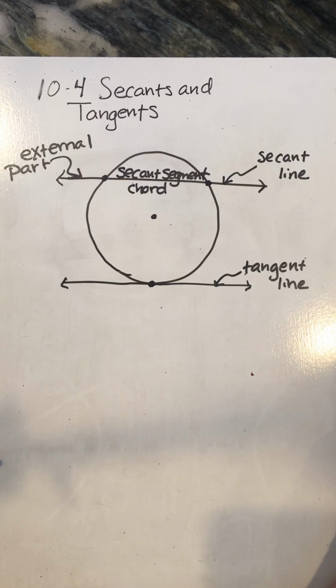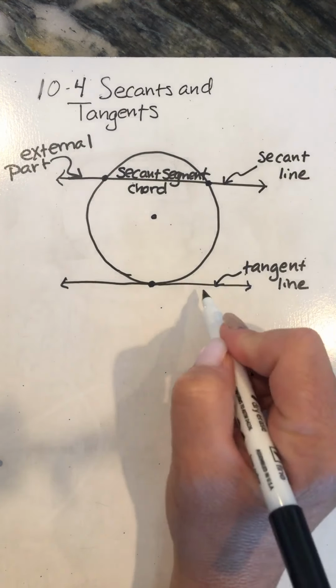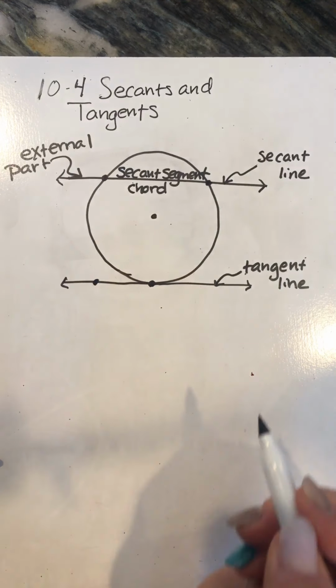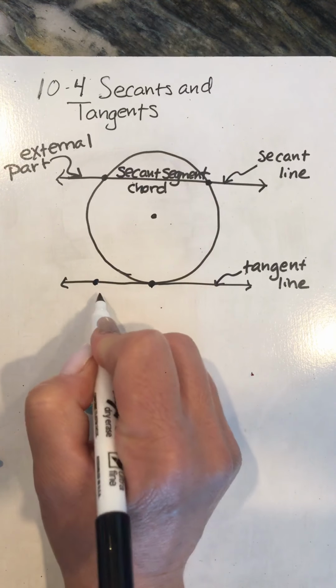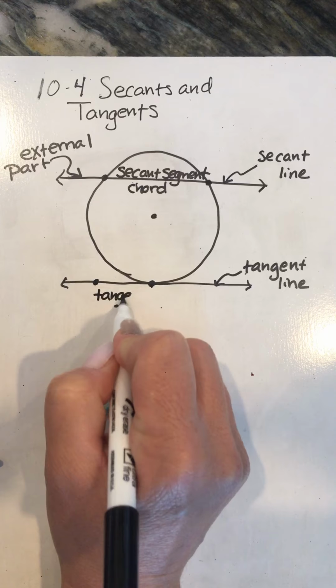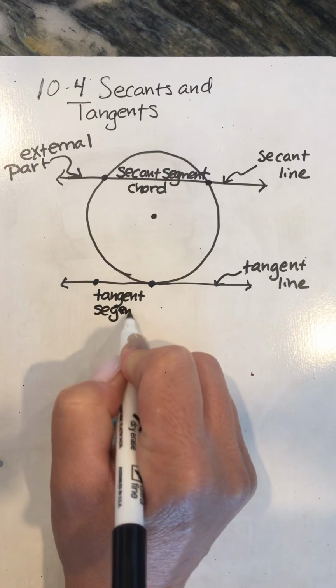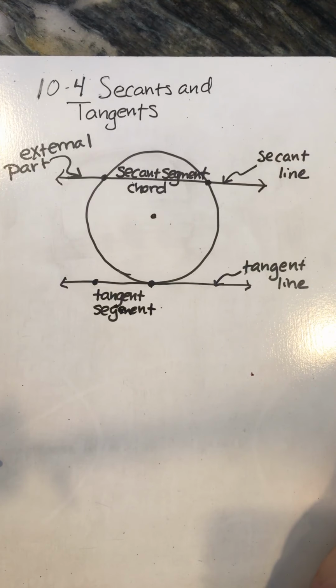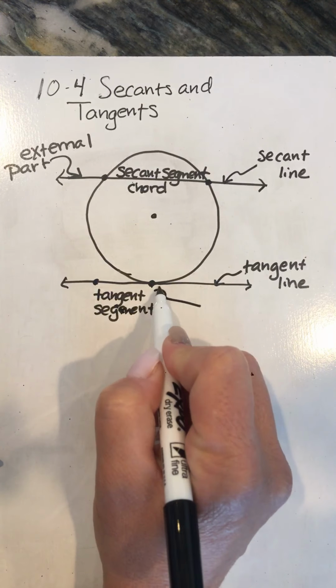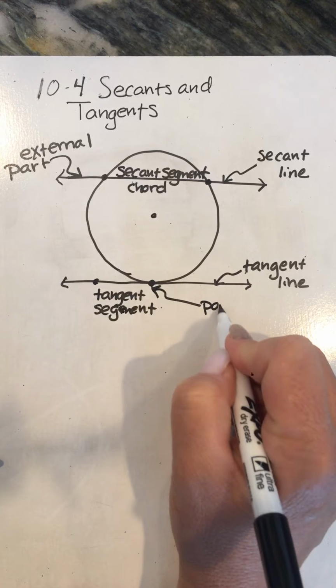All right, so a tangent line, let's say you have a point here, this part right here would be called the tangent segment because it's part of the tangent line. Segment, there we go. This part where it touches the circle is called the point of tangency.